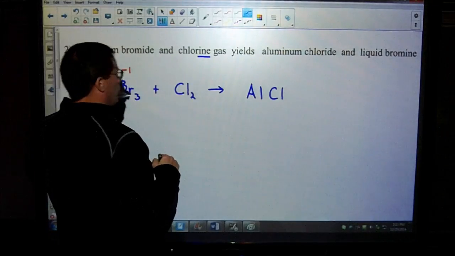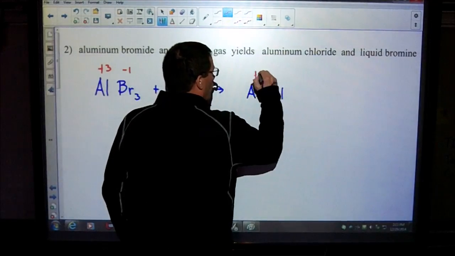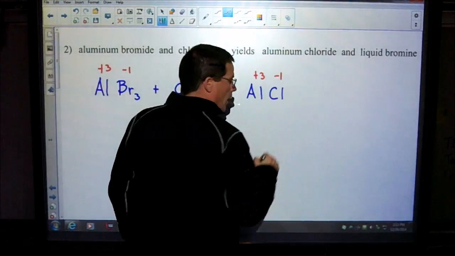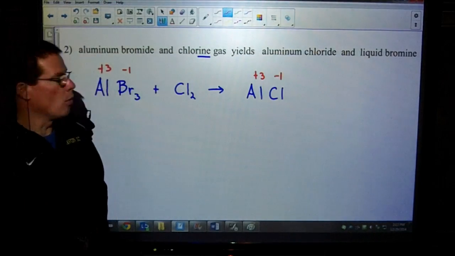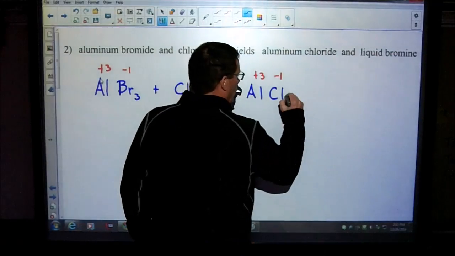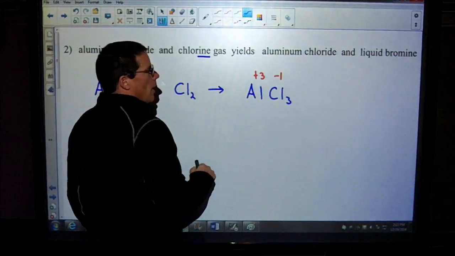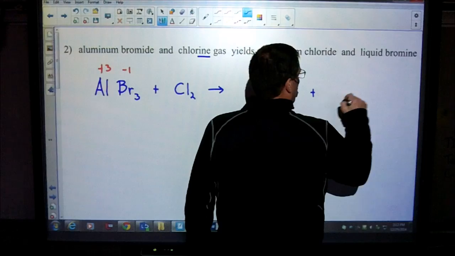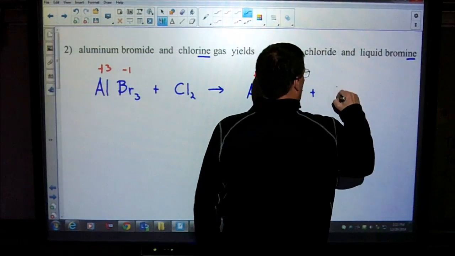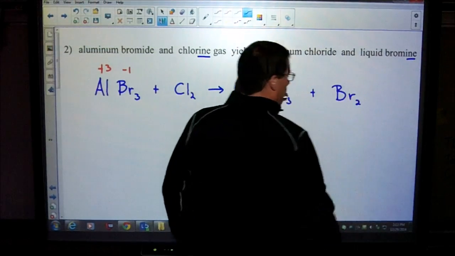Again, aluminum has a +3 charge. The chlorine is in group 7A, looking at your periodic table, that's a -1 charge, so that means that we need 3 chlorines. And yields liquid bromine. So bromine, again, ends in ine, so that means that we have 2 of those.